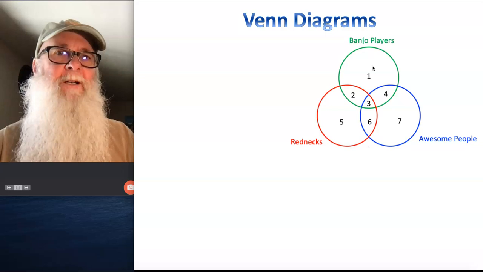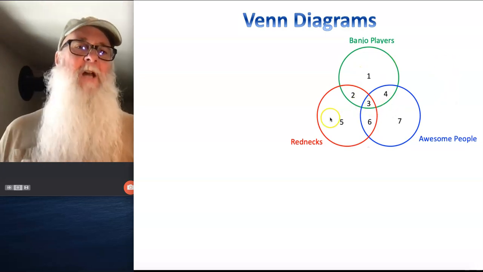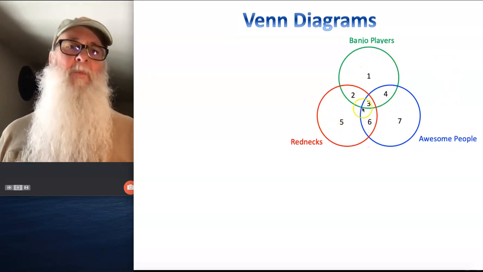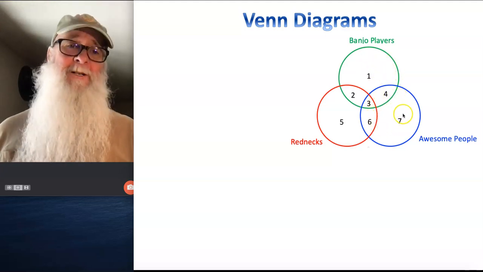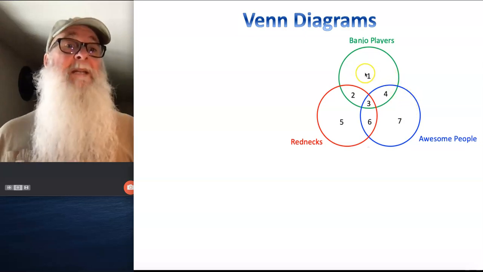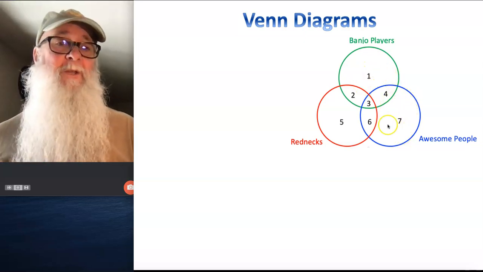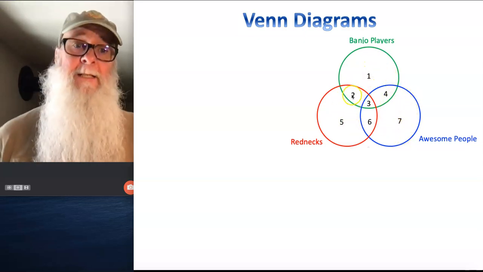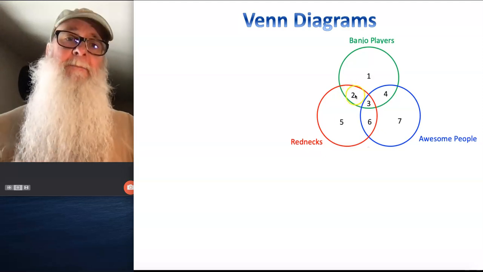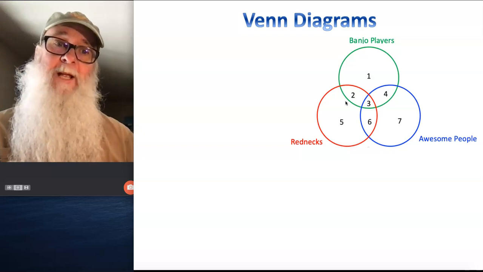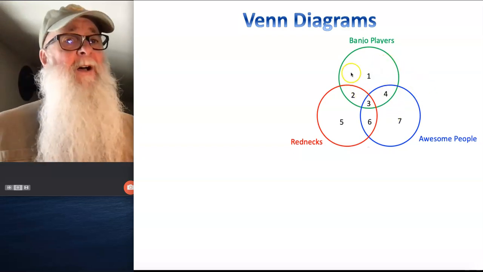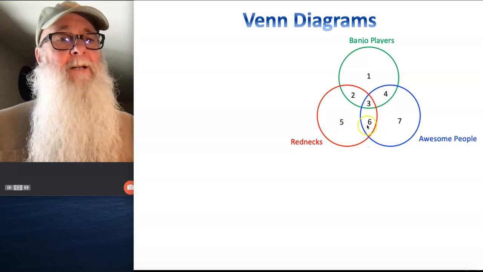So if we look into our green building and we see something in area 1, we'd say, well, that's a banjo player. But it's a banjo player that's not a redneck because it's not in the red-walled building. It's up here in area 1. It's also a banjo player that's not an awesome person, as if such a thing were to exist, because in area 1, we're outside the walls of the blue building. But if we look down here and we see something in area 2, we'd say, oh, wow, that's a banjo player that is also a redneck because it's in the walls of the green building and the red building.